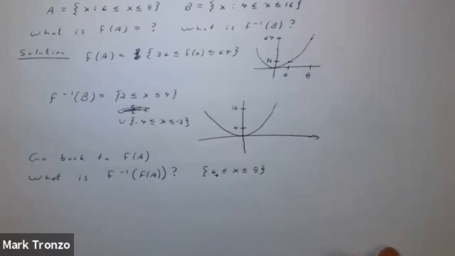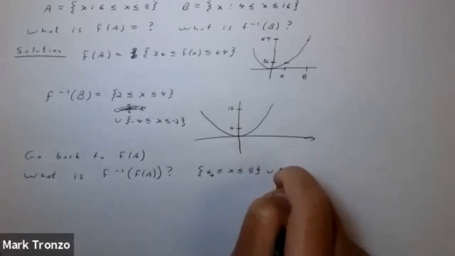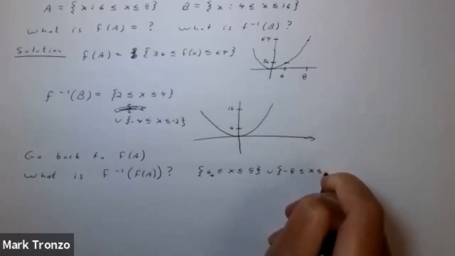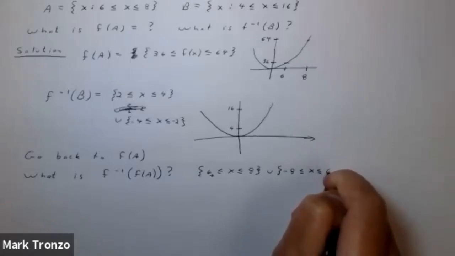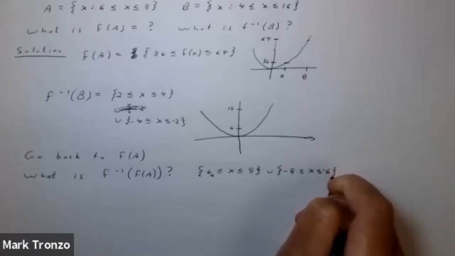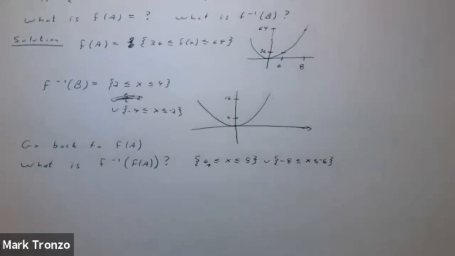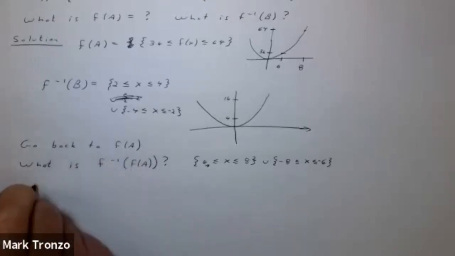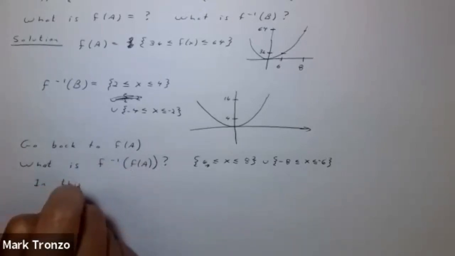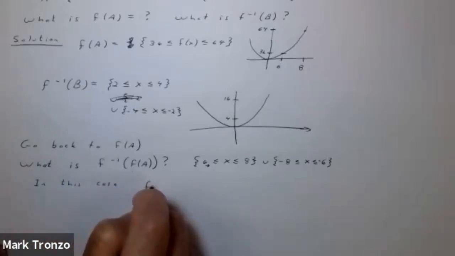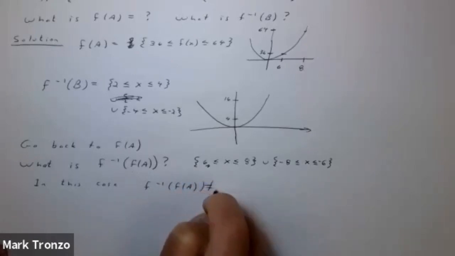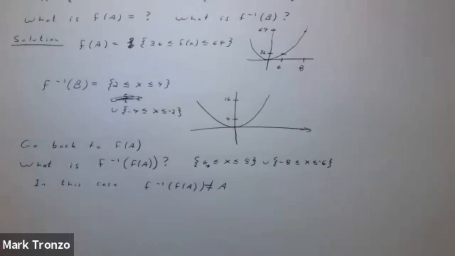And -6. Well, -8 and -6. So -8 to -6. It's kind of interesting. In this case, f inverse of f of A is not equal to A. We didn't get A back, we got something bigger.